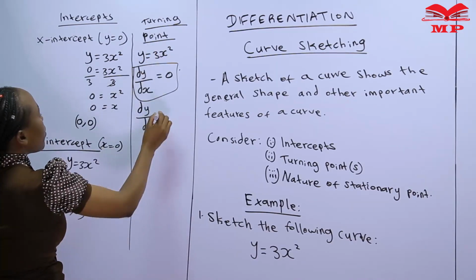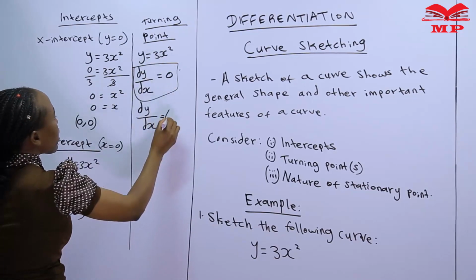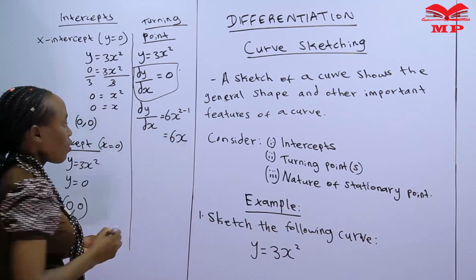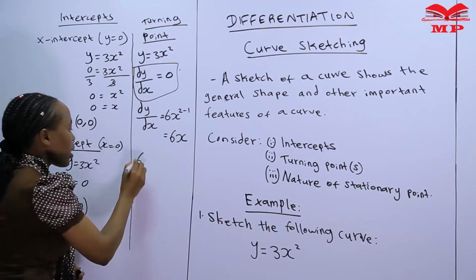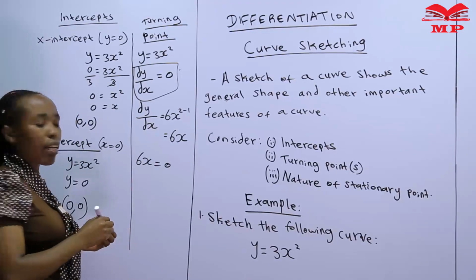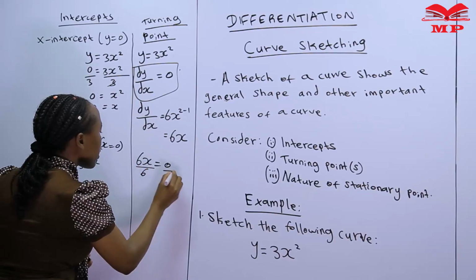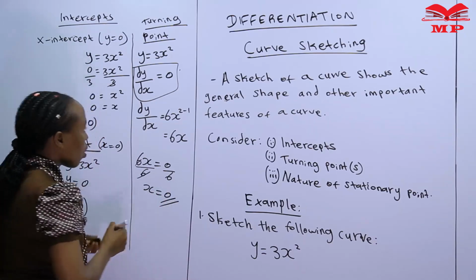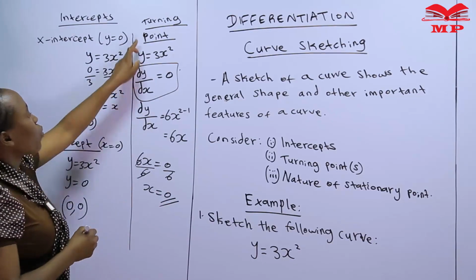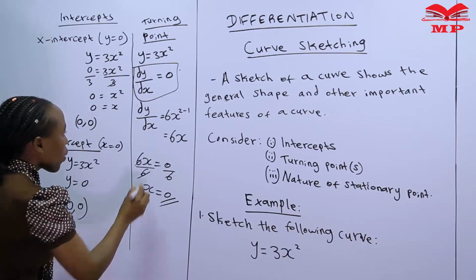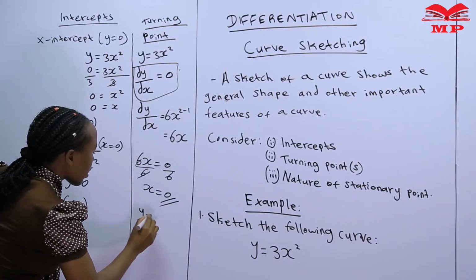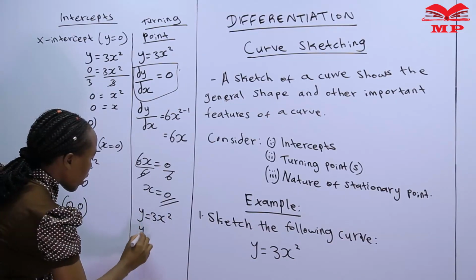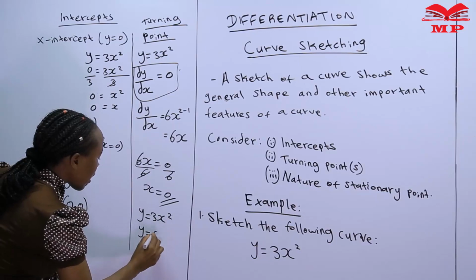So when we differentiate, we get 2 times 3, that is 6, x raised to power 2 minus 1, which is 6x. So our gradient is 6x. So 6x is equal to 0 at the stationary point. When we divide this by 6, we end up getting that our x is 0 over 6, that is 0. Now, to get the turning point, y is equal to 3x squared. We have our x as 0, therefore y will be 0 squared times 3, that is 0.